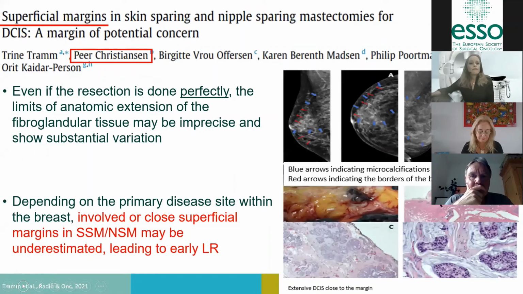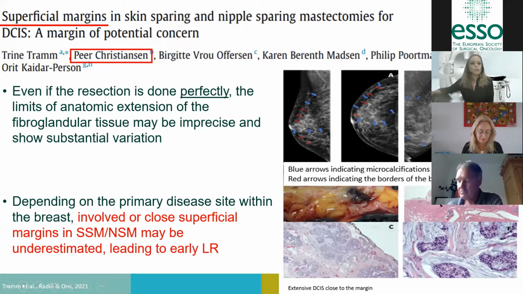So even if the surgeon is doing the resection perfectly, the limits of the anatomic extension of the fibroglandular tissue may be imprecise and may go up to the skin. And this is a nice report that we published with my colleague Trine Tramm from the Danish Breast Cancer Group, where she shows in the past slides how the DCIS goes up to the skin, and these cases resulted in early recurrence after immediate reconstruction.